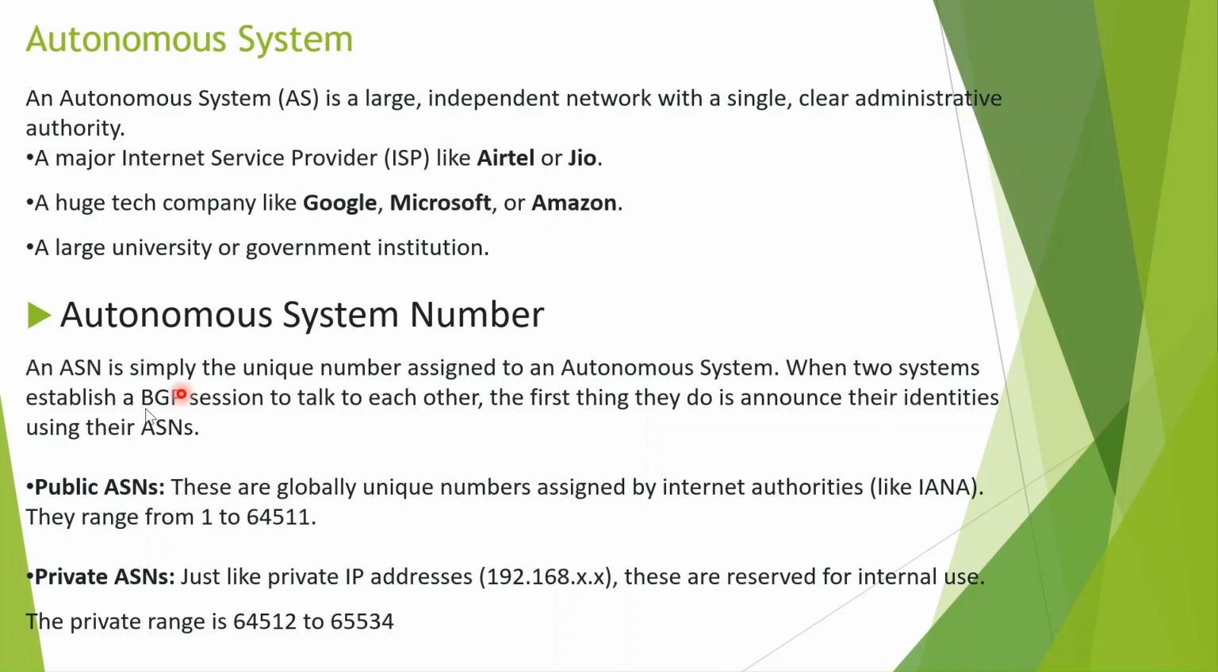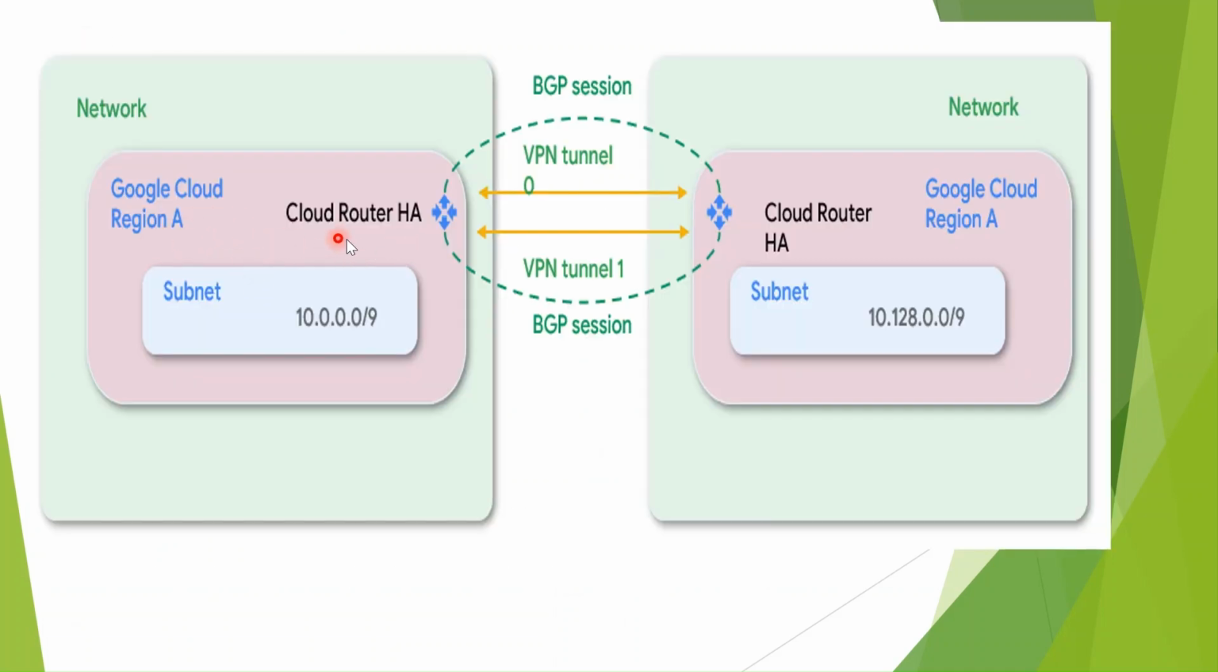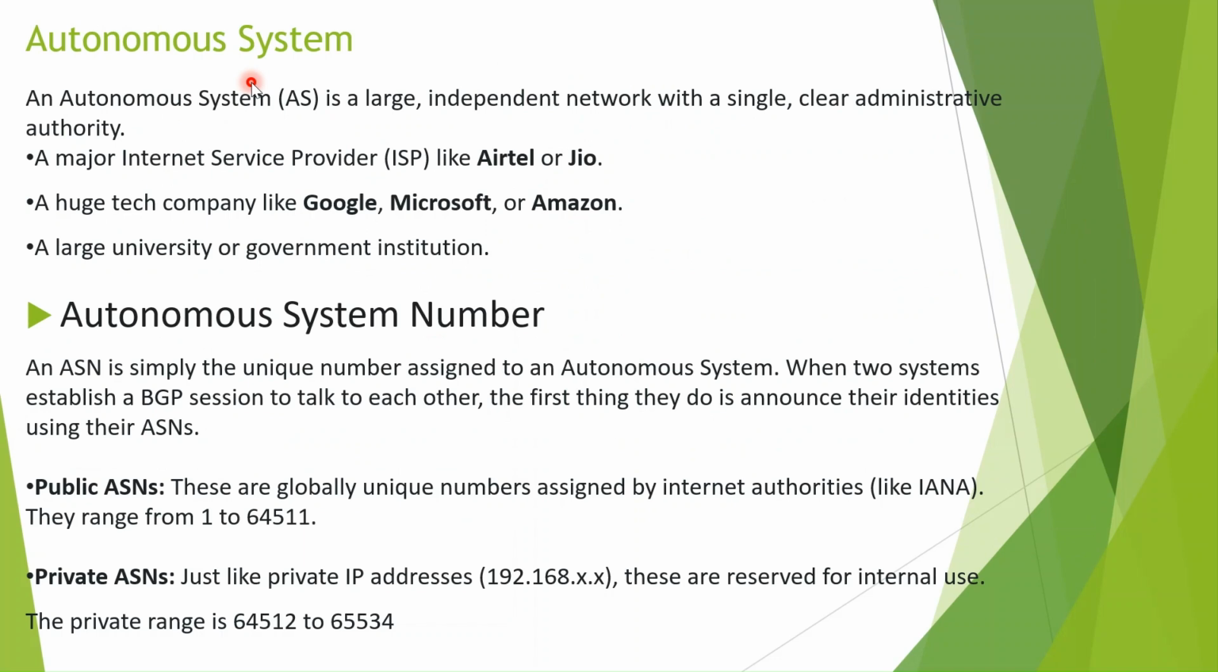So when two systems want to establish a BGP session to talk to each other, the first thing is to announce their identities using their ASN. Suppose Airtel and Microsoft want to communicate, so Airtel will tell this is my ASN number, and Microsoft will tell this is my ASN number. Like this, they are able to communicate. So here, if this cloud router wants to communicate with this cloud router, it will tell this is my ASN number, and the other will tell yeah, this is my ASN number. After that, they are able to create a connection. So that is a very important thing: autonomous system and autonomous system number.